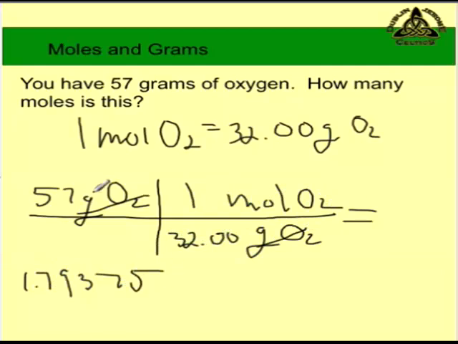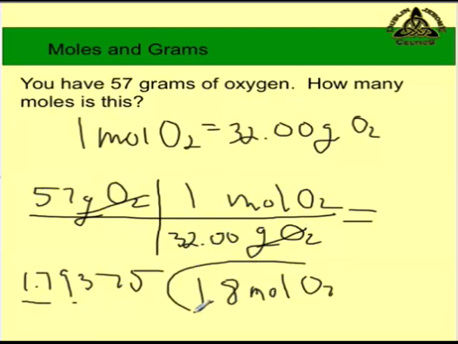When I do this on my calculator, I get 1.79375. Now I want 2 sig figs in my answer. Now this number here is a 9, so that's going to boost my 7 up to an 8. So I will have 1.8 moles of O2 as my answer.